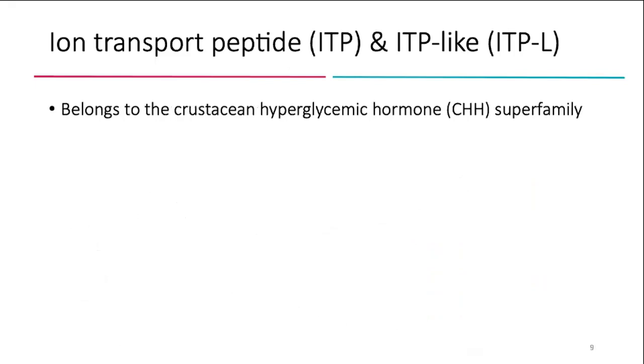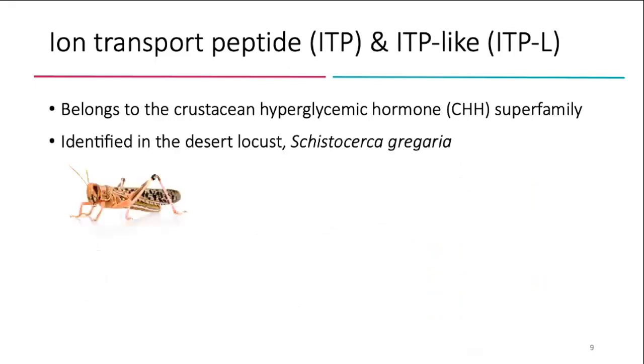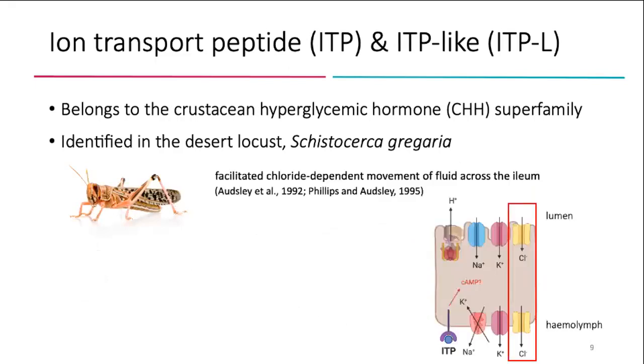Belonging to the crustacean hyperglycemic hormone superfamily are two peptides. We have the ion transport peptide, ITP, and its alternatively spliced variant, ITP-like or ITP-long, which I'll just refer to as ITP-L. The insect ITP was originally identified in the desert locust, Schistocerca gregaria, where it was shown to facilitate chloride-dependent movement of fluid across the ileum, hence suggesting a role as an antidiuretic hormone.